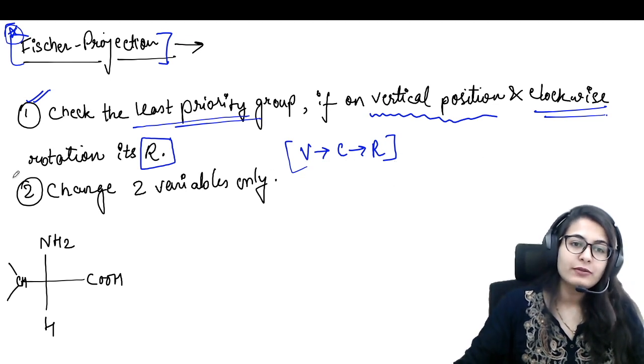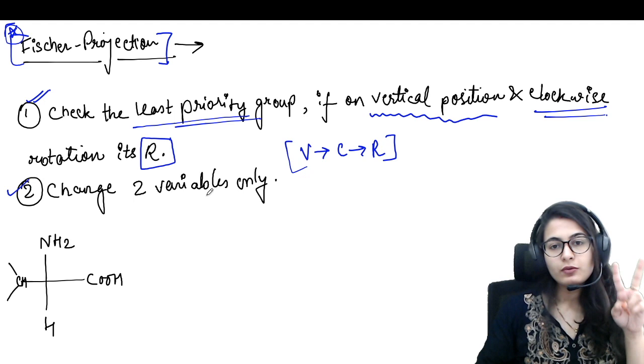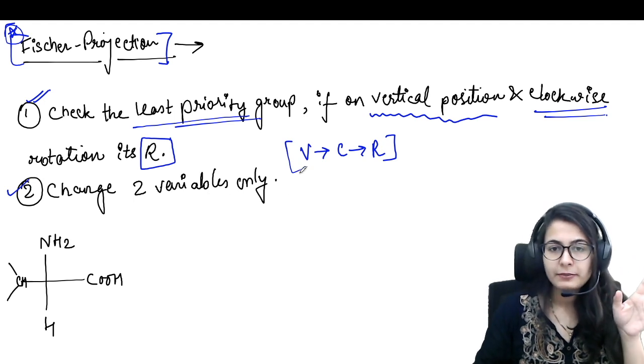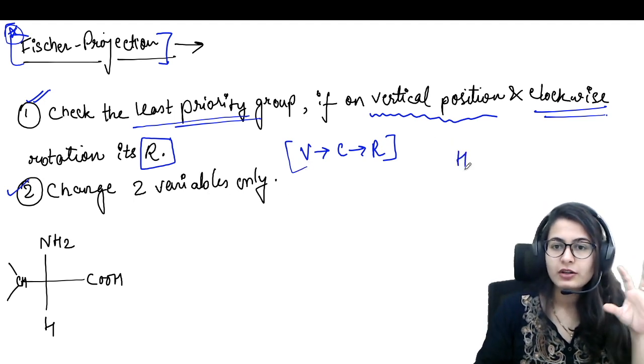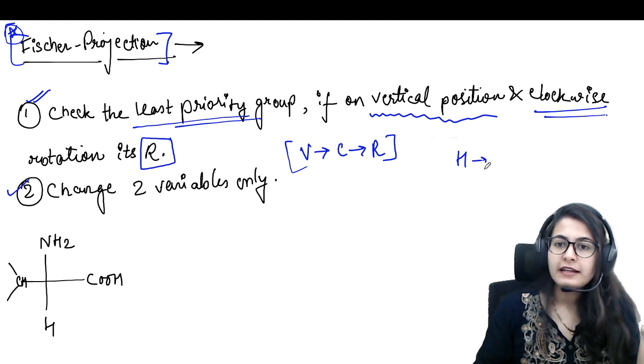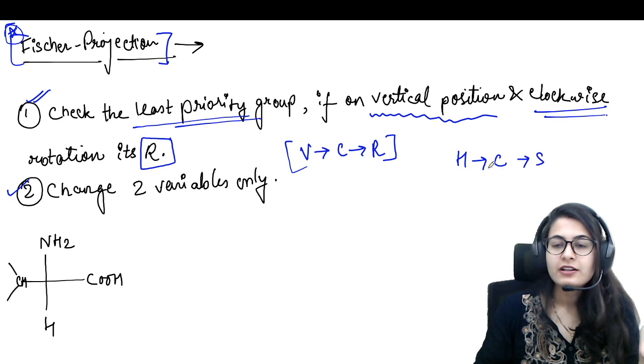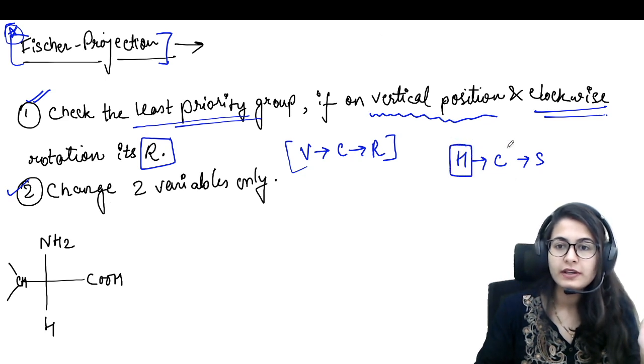Now, the second thing you can do is change only two variables out of this. For example, if it is not on vertical, it's on horizontal position, and if the rotation is still clockwise, you are going to get S. So as I said, you can change only two variables.